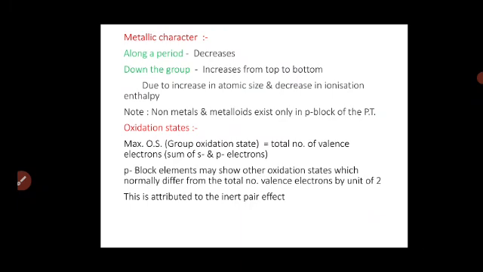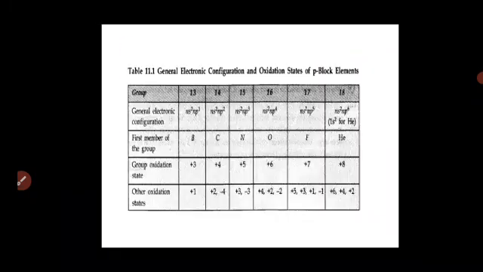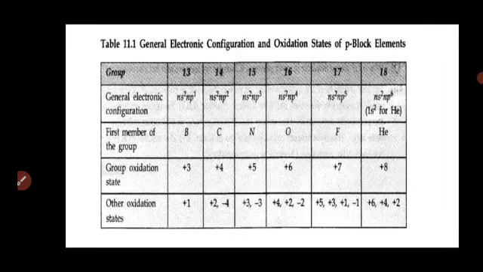Again, what we have seen, that one statement, that is filling of d and f electrons in the inner core of the heavier elements makes these changes. Okay. Yes, so we have seen the general properties of overall p block elements. Now we'll see the electronic configuration, their oxidation state, the first element of each group, etc.